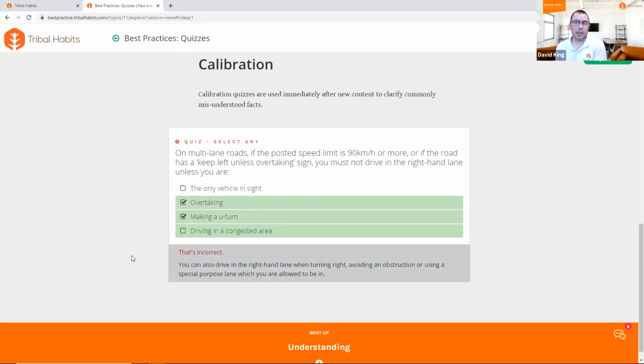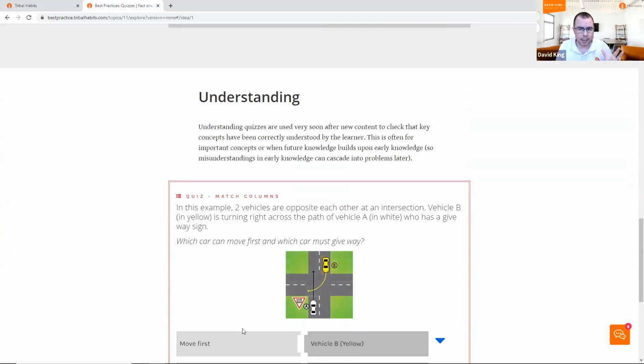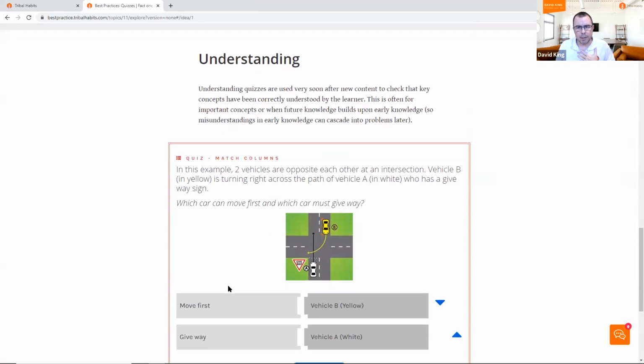So again, this is a quiz that's actually used for learning, but now it's just checking, did they fully get the information that was provided to them? And so we're just fine tuning. And this is related to an understanding quiz. Understanding quizzes are very similar.